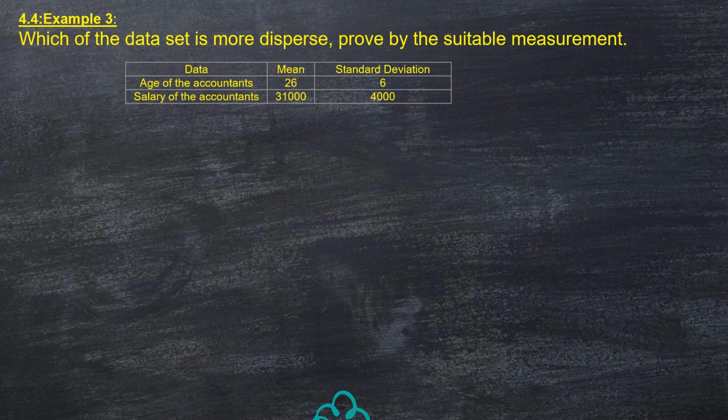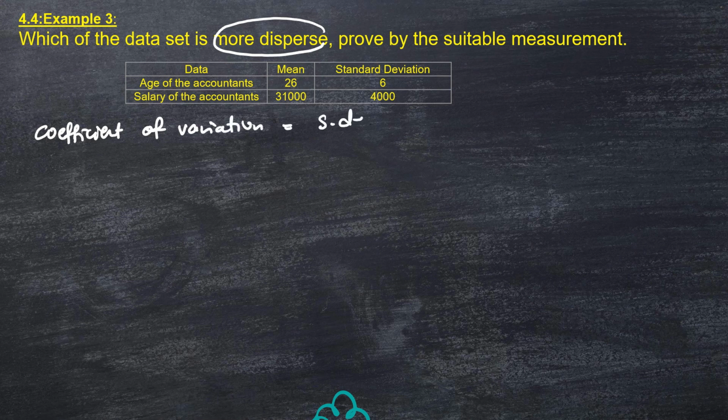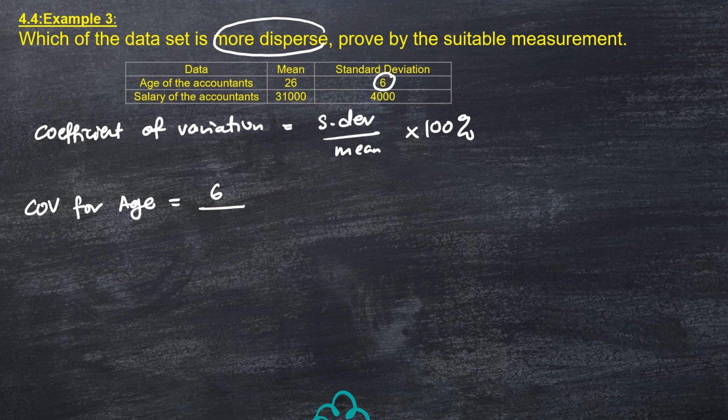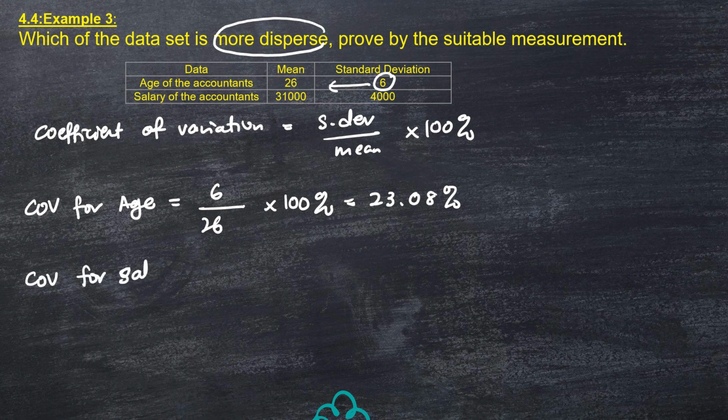So let's calculate our value. When we want to see whether the data is more dispersed or not, that means you have to find your coefficient of variation. So by formula, coefficient of variation is equal to standard deviation divided by mean multiplied by 100%. Okay, so let's simplify the COV for each. For age, the standard deviation is 6, so it's 6 divided by 26 multiplied by 100%. By calculating it, you can get 23.08%. Meanwhile, COV for salary is 4,000 divided by 31,000 multiplied by 100%. So you will get 12.9%.